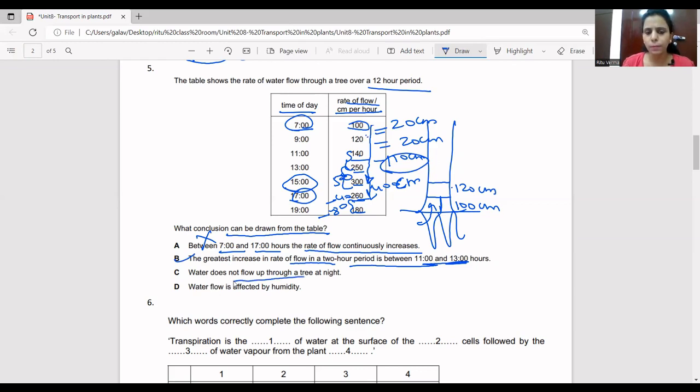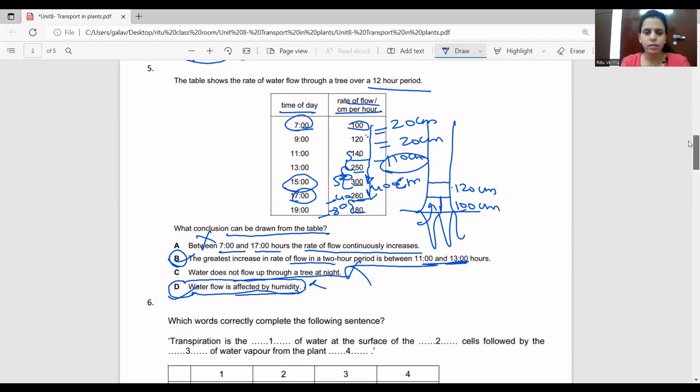Water does not flow up through a tree at night. There's no logical reason, so it's wrong. And water flow is affected by humidity. That's correct, but for this last point, no relevant data is given in this table to prove it. So you cannot choose this as a correct option. So the correct answer is B. The greatest increase in the rate of flow in a 2-hour period is between 11 and 13 hours.